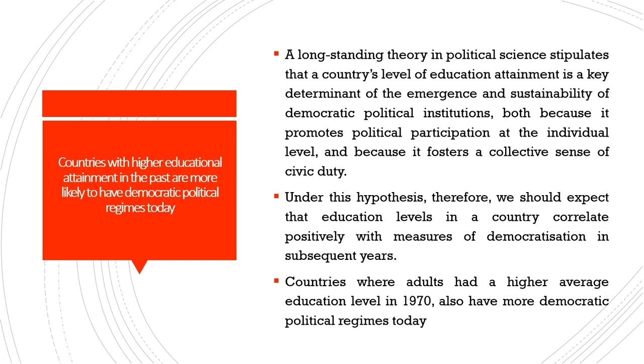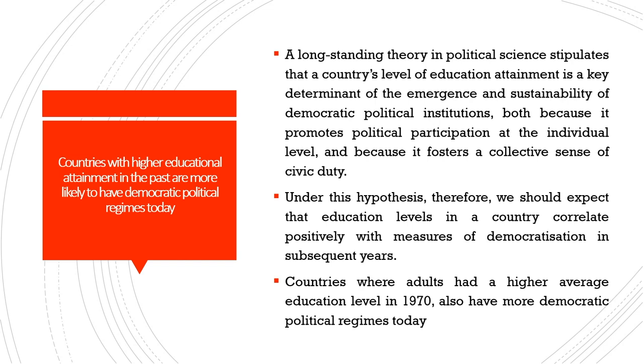So far, we have discussed private returns to education based upon the global data. The global data also gives us supporting ideas about how social returns to education are also achieved because of education attainments. Countries with higher educational attainments in the past, for example, are more likely to have democratic political regimes today. There is a long-standing theory in political science that stipulates that a country's level of education attainment is a key determinant of emergence and sustainability of democratic political institutions, both because it promotes political participation at the individual level and because there is a collective sense of civic duty.